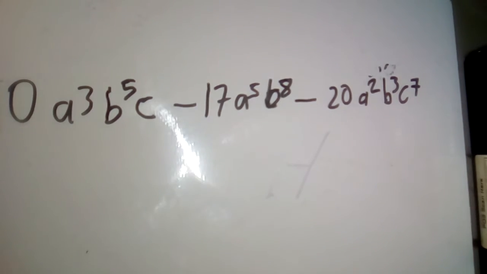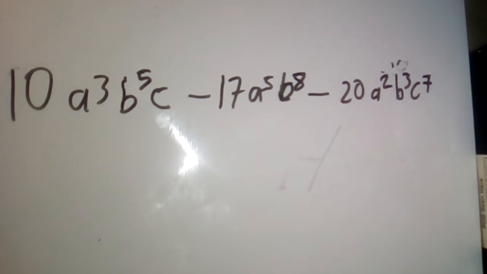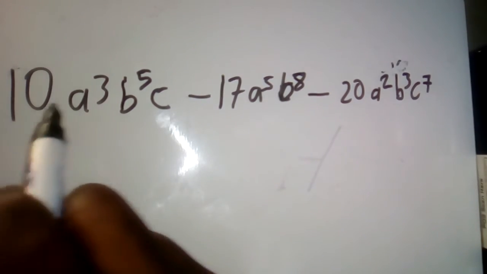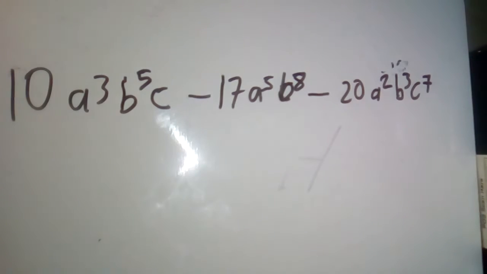Alright, so let's start with numbers. What's the highest common factor for numbers? Well, we have 10, we have 17, we have 20. If you check, you will realize that there is no common factor for numbers, so we don't write down a number. It's not a must to write a number. There's no rule that says we should write a number.